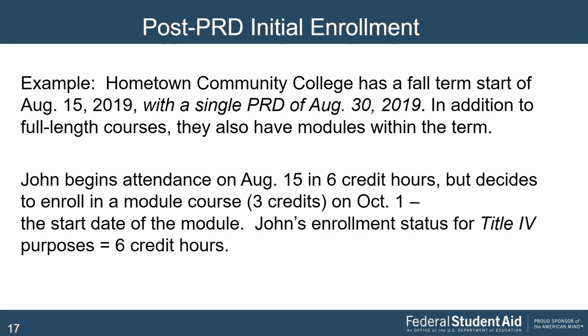Here we have John. He begins attendance on August 15th with 6 credit hours. He decides to enroll in a module of 3 credits on October 1st, which is the start date of the module. But because he's going to enroll in that module after the Pell recalculation date, his enrollment status for Title IV purposes is going to be 6 credit hours.